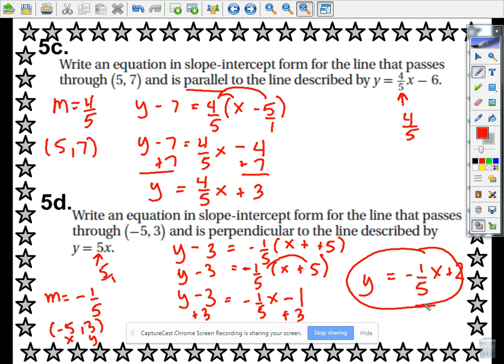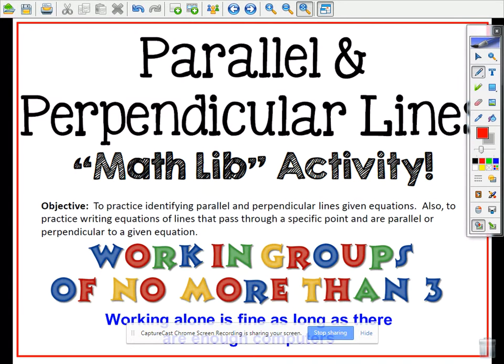So that is what you're going to be doing in this activity. You're going to be doing a Mathlib. You're going to work in groups of no more than 3. If you have enough Chromebooks and you want to work alone, that's fine. You're going to go to Google Classroom. I have posted the parallel and perpendicular math lab activity there. Instead of using cards, you're just going to use the Google slide presentation to see what the questions are. You'll be given a recording sheet, and on the back of the recording sheet is where you put the words that match the answers on the cards.